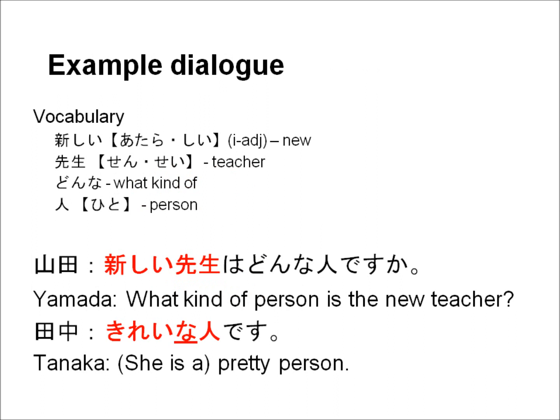Here's a short example dialogue. In the first sentence, Yamada-san says, 新しい先生はどんな人ですか? The i-adjective 新しい, which means new, is used to directly modify the noun sensei. So this becomes new teacher. Tanaka-san answers, きれいな人です. Don't forget that きれい is a na-adjective, so we must add na to modify 人 with the adjective.